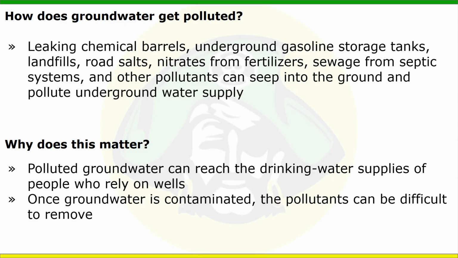So how does groundwater get polluted? Leaking chemical barrels, underground gasoline storage tanks, landfills, road salts, nitrates from fertilizers, sewage from septic systems, and other pollutants can seep into the ground and pollute underground water supply. Why does this matter? Polluted groundwater can reach the drinking water supplies of people who rely on wells. And once groundwater is contaminated, those pollutants can be really difficult to remove.